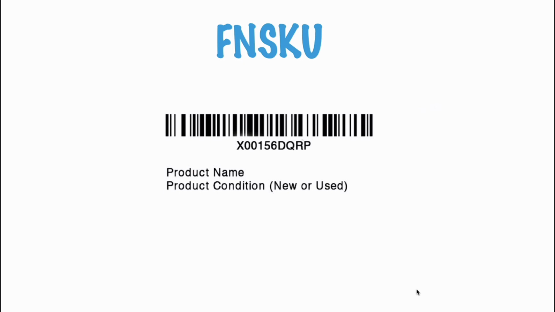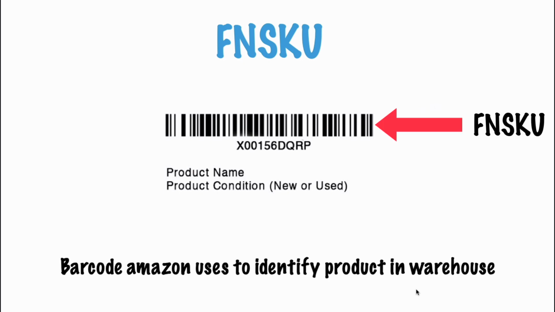Let's move to FNSKU. This is a barcode used by Amazon FBA sellers to track products in the warehouse. So when you are opting for the warehouse facility, Amazon will provide you these labels and you have to affix them to the packaging of all the products you send to Amazon. So this is an example of FNSKU.